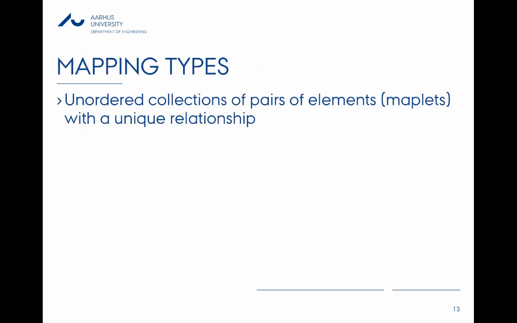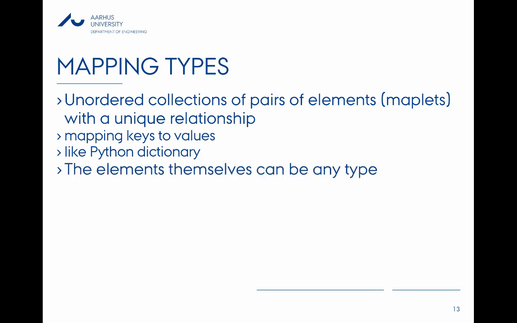If we move to mappings, the last of these collection types, it's an unordered collection of pairs, maplets, but they have a unique relationship. So it's like a finite function mapping keys to values. It's like a Python dictionary, in case you know Python. The elements themselves can be of any type. So for example, we could have a mapping from integer to real. It could look something like this. Here we have 3 different elements mapping to 3 values. Note that 1 is mapping to 3 and 5 is also mapping to 3. That's perfectly all right, unless we would like to have an injective mapping. An empty mapping is written like this, in order to distinguish it from an empty set.